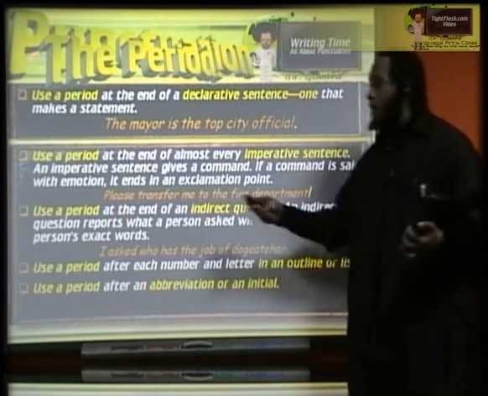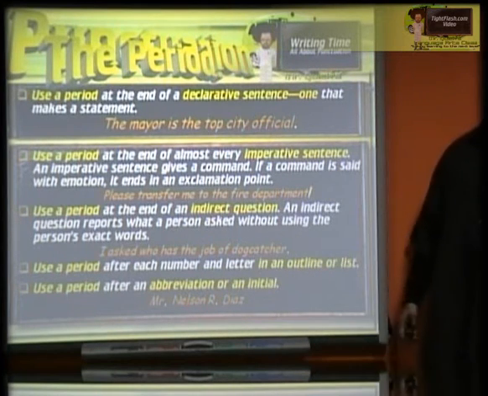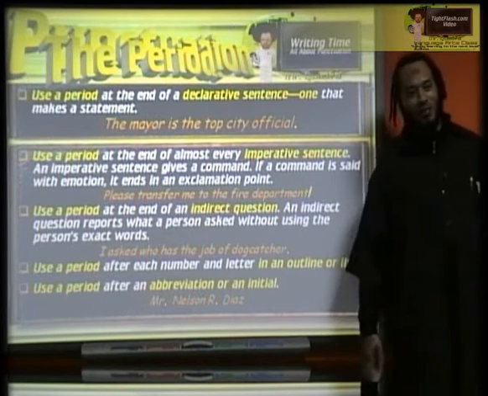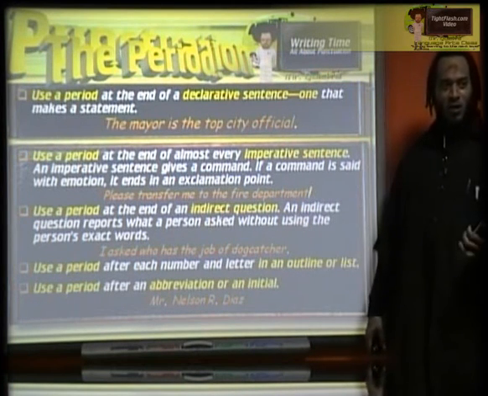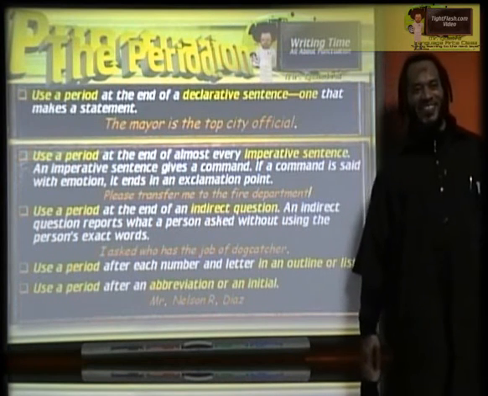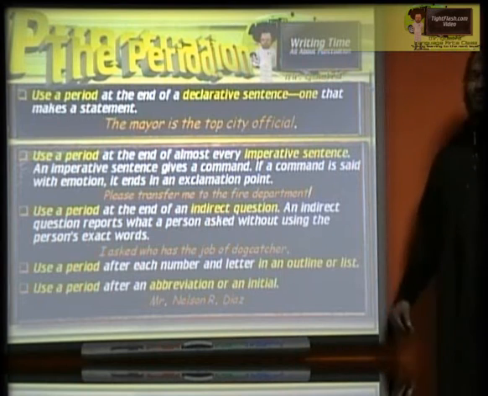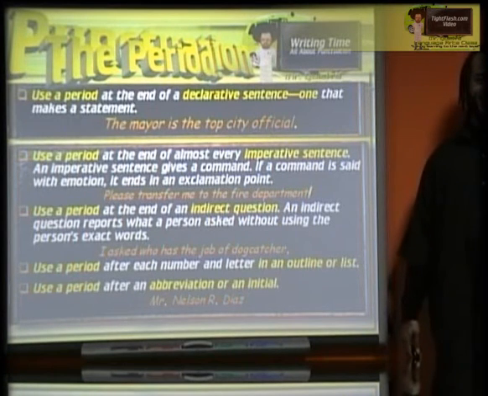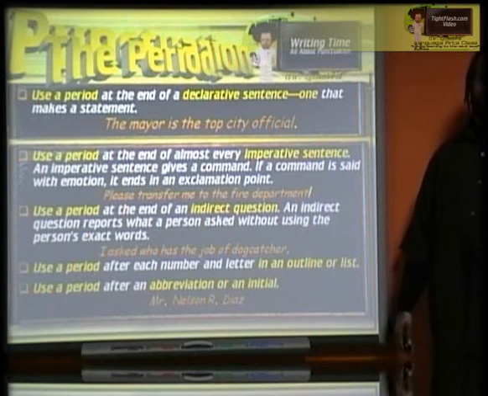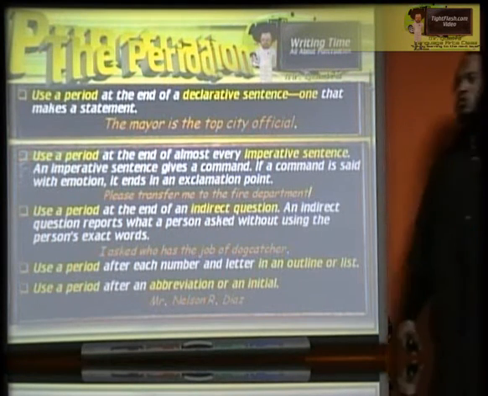That's kind of obvious. Use a period after an abbreviation or an initial. For instance, Mr. Nelson R. Diaz. The R represents his middle name. You abbreviated it, made it one letter, and you put a period after it. Mr., of course, is the abbreviated form of Mister, and you put a period after the R. This is how we use periods. We need to start learning how to use the word period, because you can't say full stop after abbreviations. You say period. So we need to learn how to use those terms interchangeably.